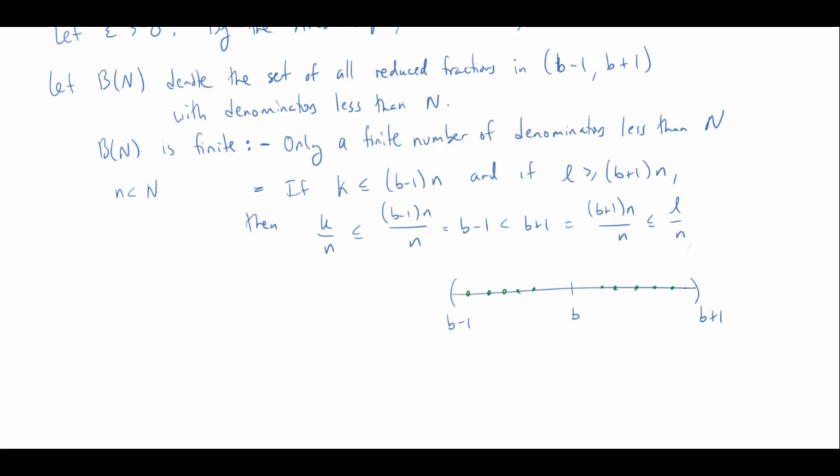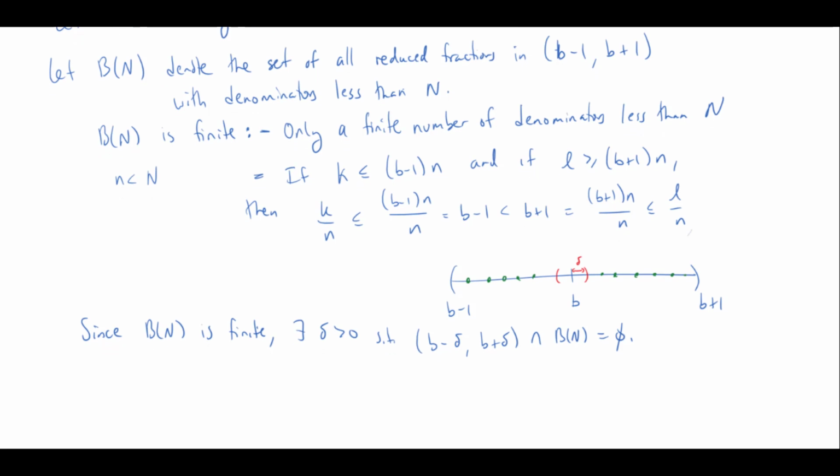And when I do, I can build another B coin, which is so small that it doesn't contain any of them. So since B of n is finite, there exists some delta, okay, so delta will be the radius of this B coin. There exists some positive delta such that this B coin of radius delta does not intersect this collection of reduced fractions with denominators less than n.